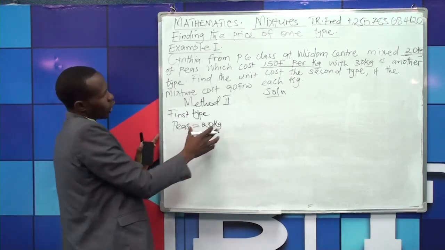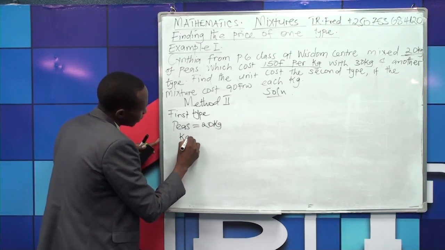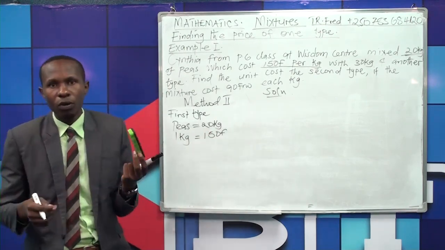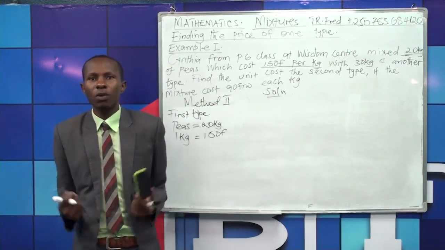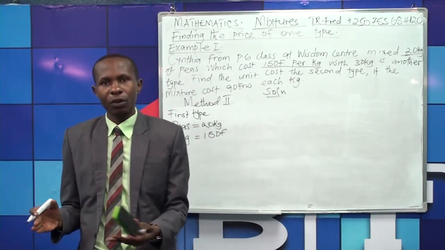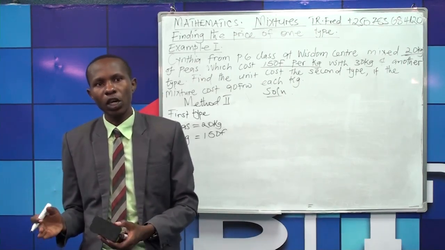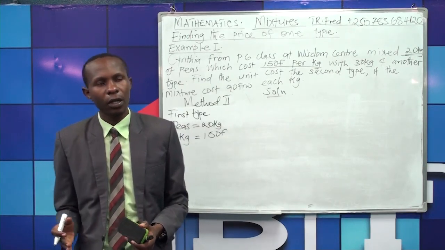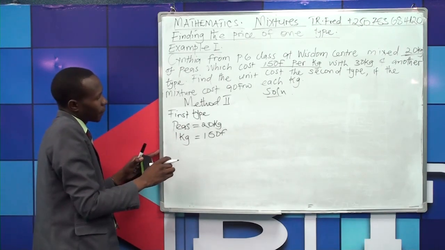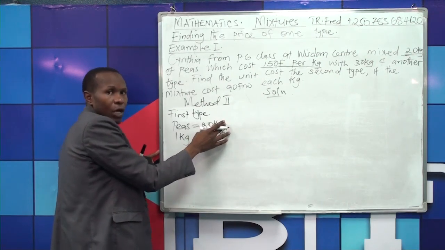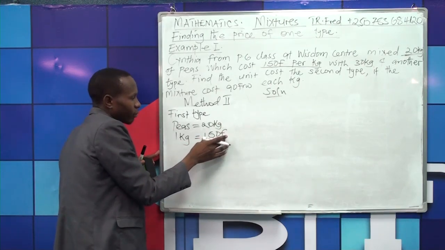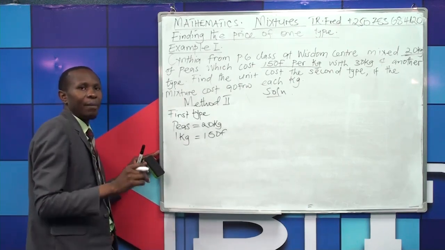So if 1 kilogram of peas was costing us 150 francs, then ask yourself, how much will 20 kilograms cost? We need to find the amount that you can spend on 20 kilograms if you can spend 150 on only 1 kilogram. So for us to find the amount that one person can spend on 20 kilograms of peas, whereby 1 kilogram is costing 150, we shall have to multiply 150 with 20 kilograms.